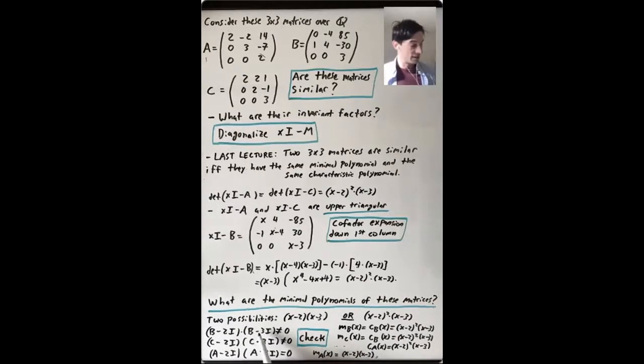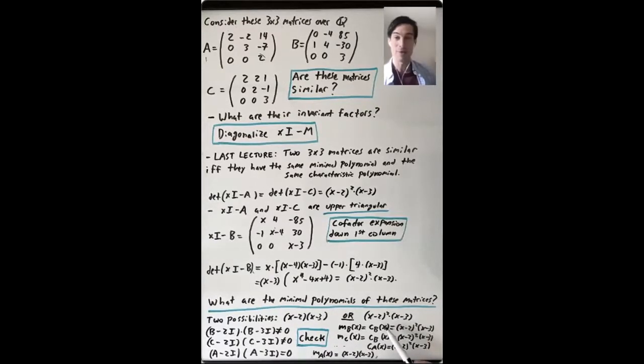Here, we see that it's not x minus 2 times x minus 3 for B and C. So it must be the characteristic polynomial, x minus 2 squared times x minus 3. For A, we see that the minimal polynomial is x minus 2 times x minus 3, and the characteristic polynomial is x minus 2 squared times x minus 3. And because these matrices are 3 by 3, knowing the minimal polynomial and the characteristic polynomial completely determines the invariant factors.